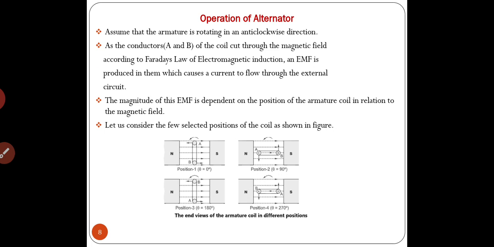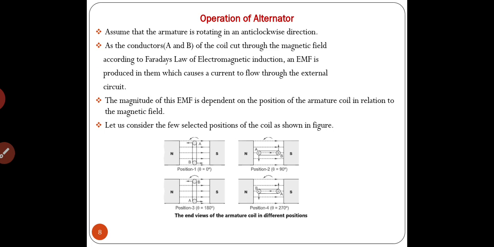That we have to understand in the operation of the alternator. Assume that the armature is rotating in the anti-clockwise direction, that is, opposite to the direction of the movement of a clock. As the conductors A and B of the coil cut the magnetic field, according to Faraday's law of electromagnetic induction, an EMF is produced in them which causes a current to flow through the external circuit. So whenever there is a relative motion between the magnetic field and the coil, a current is induced in the coil, and the external circuit senses a current.